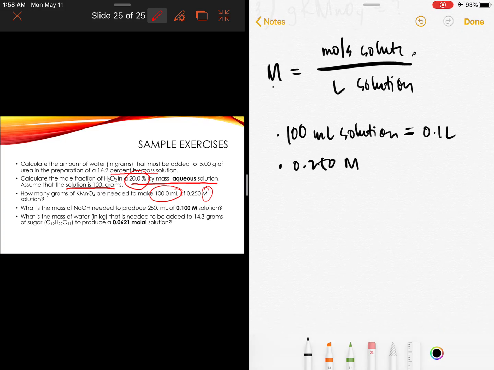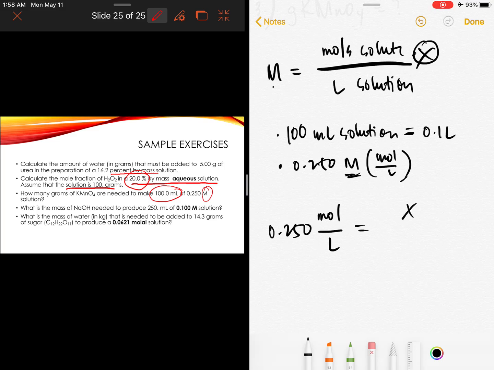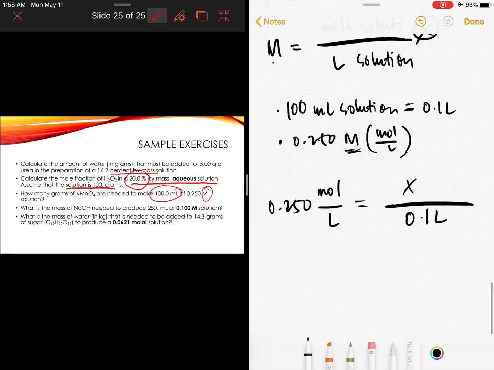So let's substitute first. You have the molarity. You have 0.250. In this case, I'm going to break this unit down into mole per liter, because molarity only stands for mole per liter. The capital M only means mole per liter. So let's write mole per liter is equal to X. Let's make this X to make it short. X over 0.1 liter.